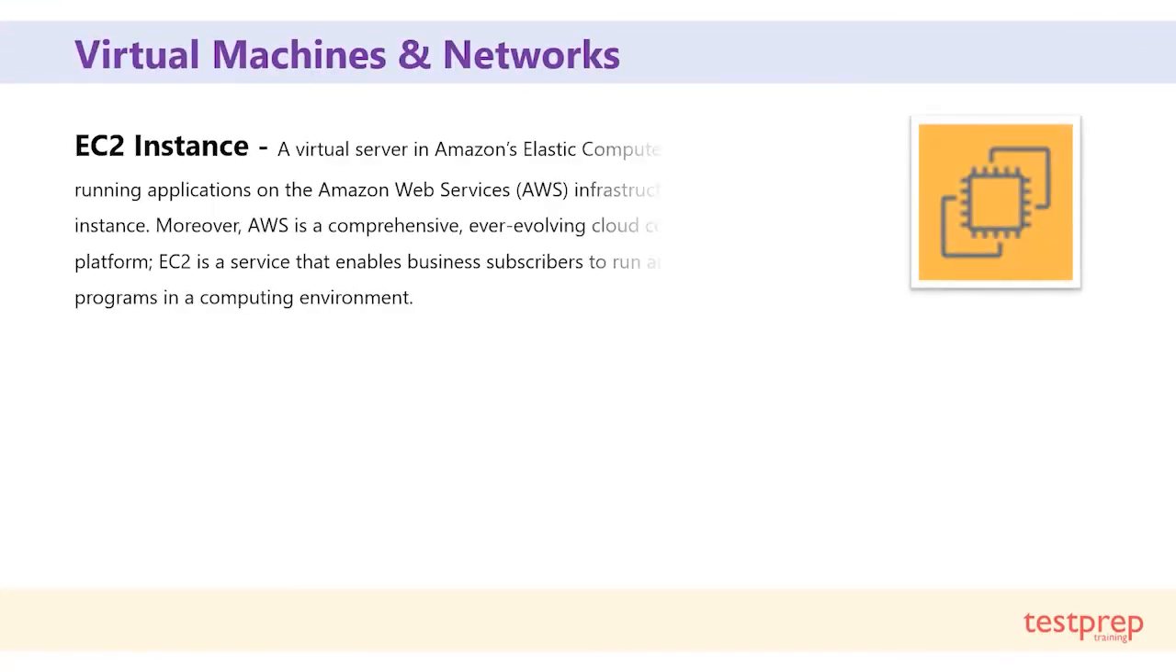Next is EC2 Instance. A virtual server in Amazon's Elastic Compute Cloud, EC2, for running applications on the Amazon Web Services, AWS infrastructure is an EC2 instance. Moreover, AWS is a comprehensive, ever-evolving cloud computing platform. EC2 is a service that enables business subscribers to run application programs in a computing environment.